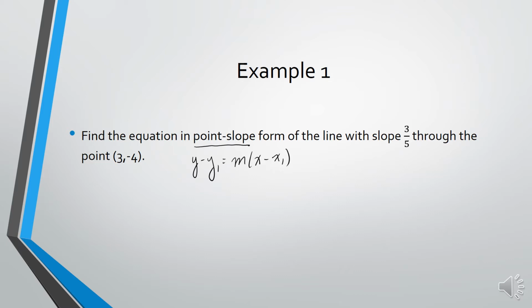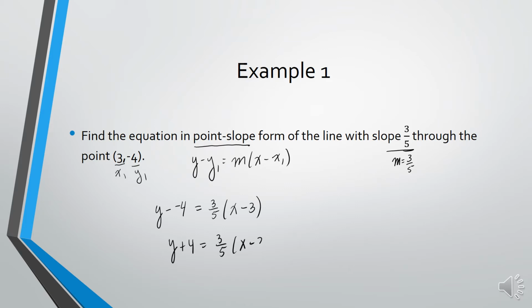Just reading through this problem here, I know the slope is 3/5, so there's my m. And then it's through the point 3, negative 4. So there's my x1, there's my y1. So we'll fill all this in. So y minus a negative 4, we'll simplify that in just a second, equals 3/5 times x minus 3, because x1 was 3. So my final answer, y plus 4 equals 3/5 times x minus 3. So there's the equation of your line in point-slope form.